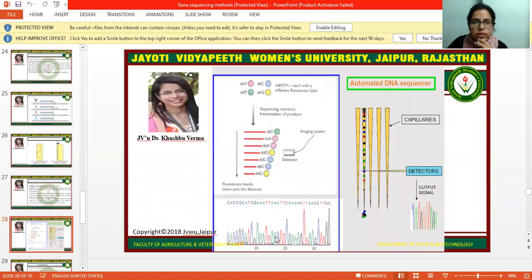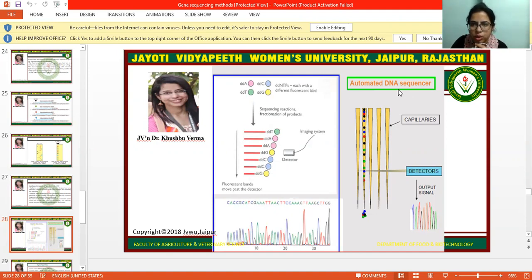Here you can see this is ddATP, ddGTP, ddCTP and ddTTP. These are all dideoxynucleotides, each with a different fluorescent label. When we go for the amplification, we will get all the sequencing reaction products and their fractionation. And when the fluorescent bands move fast past the detector, you will get different color peaks, and along with that we will get the proper sequence.